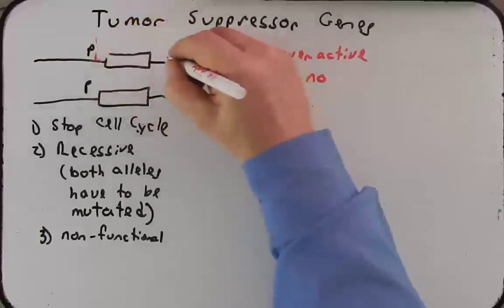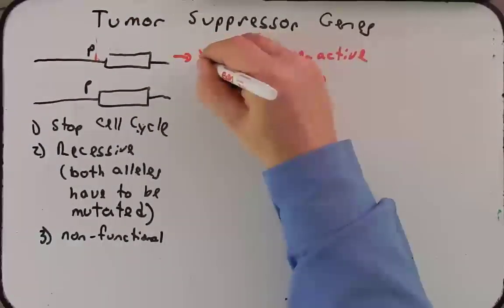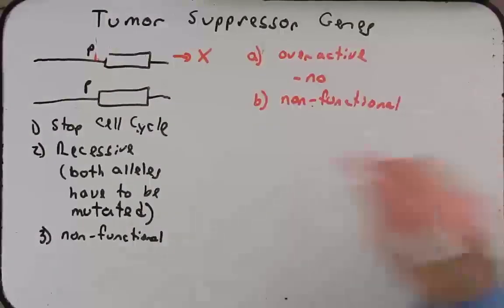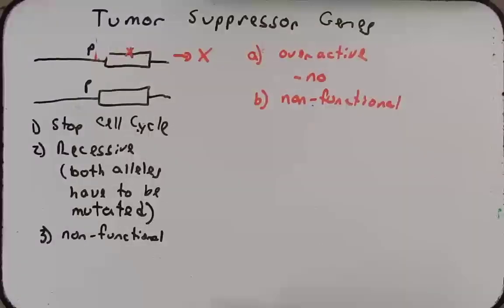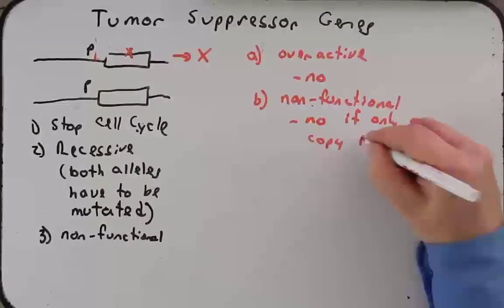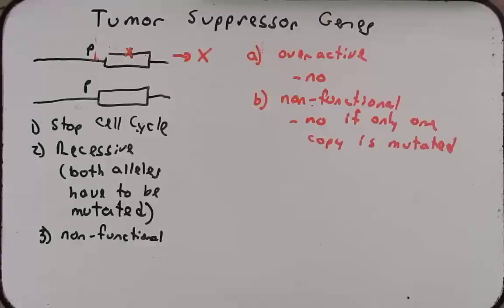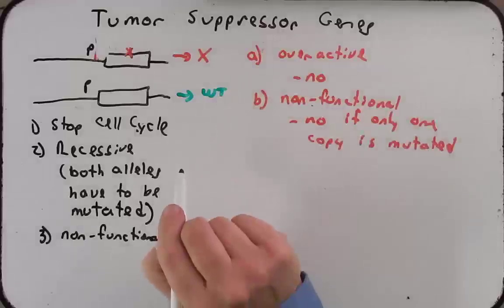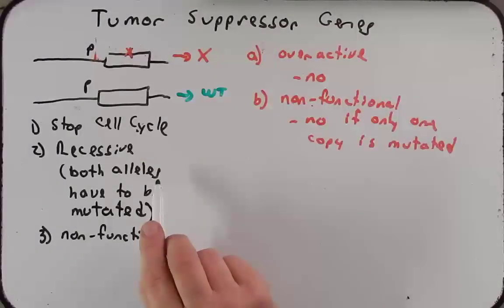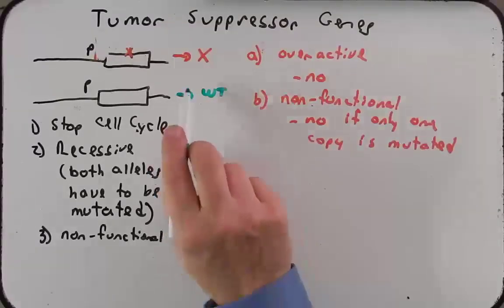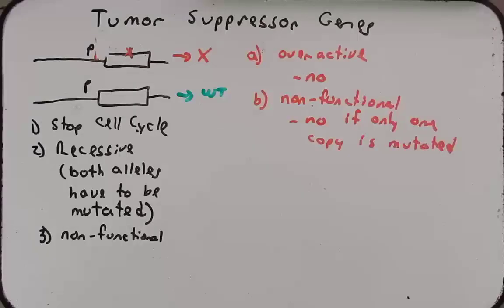A tumor suppressor gene that makes a protein that is inactive, so I'll just put an X there for being inactive. What will that do? So if you make a non-functional protein from this gene, so there's some kind of mutation here that leads to a non-functional tumor suppressor gene encoded protein here. Will that be non-functional? And I'm going to write here no if only one copy is mutated. If one copy is mutated, but the other copy is still making a wild type tumor suppressor protein, then it's going to be able to stop the cell cycle. This one can't stop the cell cycle, but it's not going to prevent this unmutated one from stopping the cell cycle. To stop the cell cycle, we only need one tumor suppressor gene to be present.